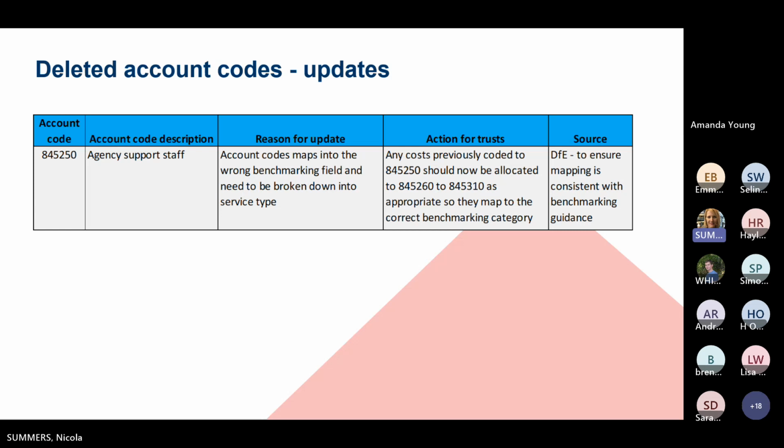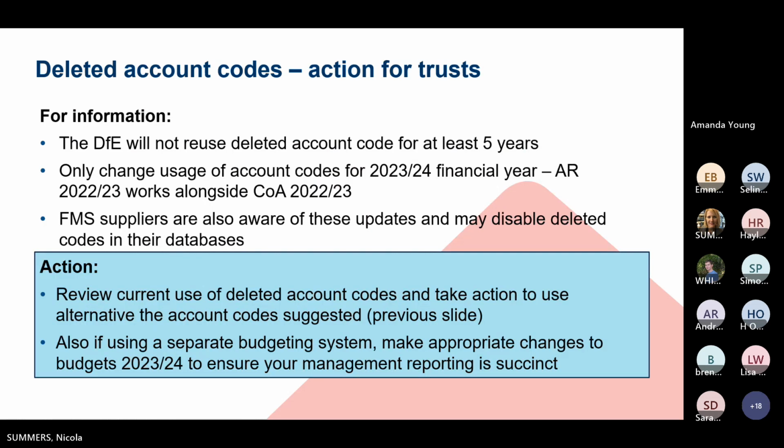So we just have one deleted account code this year, and that is the opposite effect of setting up all those new agency support staff codes, which are specific to service areas. So we're basically just getting rid of this generic one now. So obviously, stop using this one, but use the other 6. Again, very similar action to new account codes, in that it's effective from 23-24. You don't need to worry about changing anything for 22-23.